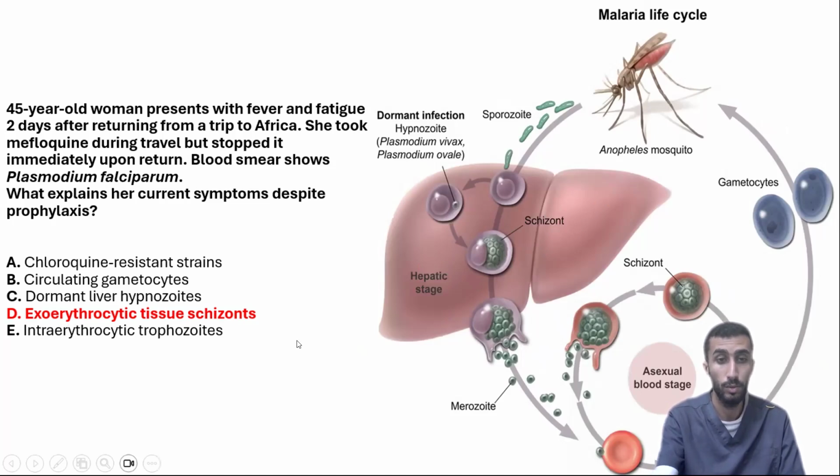And the last choice, which is intraerythrocytic trophozoites, wrong answer. So the intraerythrocytic trophozoites is gonna rupture after either 12 or 24 or 48 hours, and this is the cause of the cyclical fever in malaria. So it is not gonna stay that long. It is not the cause of persistence of the symptoms after a long time.